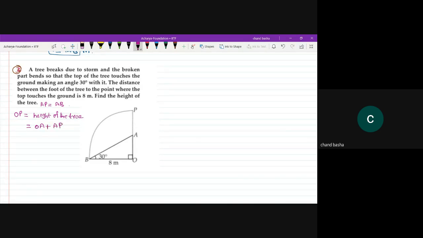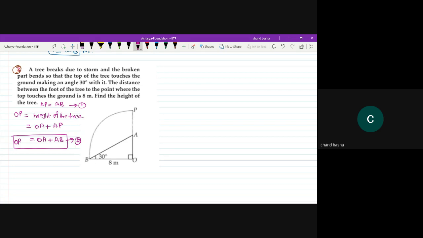But AP is equal to what? Is it AB or not? So I can take OA plus AB. Hope this point is clear to you guys. This equation takes an important role because I cannot get the AP value, but AP is the same part which is bent and reaches the ground at the point B. So AP is equal to AB. The broken part reaches the ground.